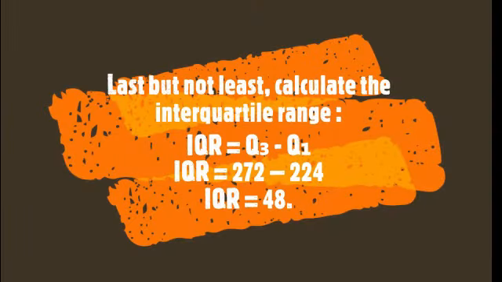Last but not least, we calculate the interquartile range, where the formula for the interquartile range is equal to Q3 minus Q1. Now, the answer for the IQR is equal to 48.